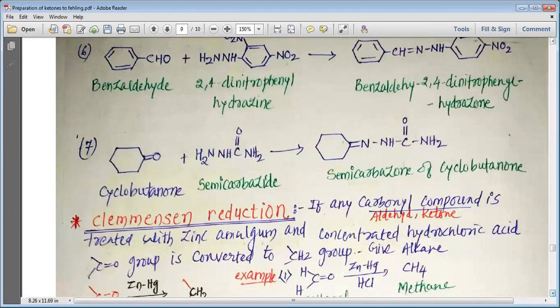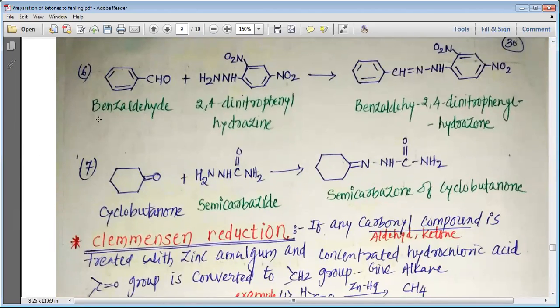Same way, my dear students, if we take benzaldehyde, this benzaldehyde reacts with 2,4-dinitrophenylhydrazine. Again, the same thing happens. These H2 and this O are being removed, and there will be a double bond between this carbon and nitrogen. And this is how you get the benzaldehyde 2,4-dinitrophenylhydrazone.